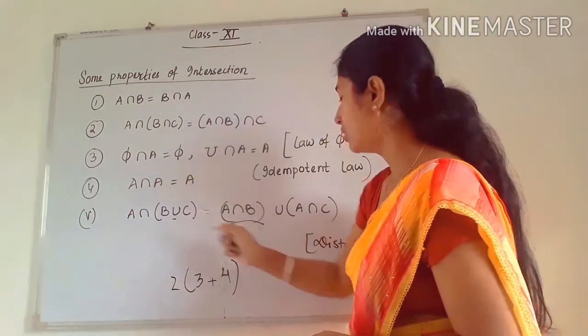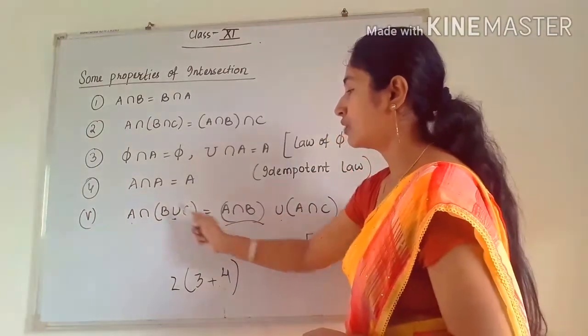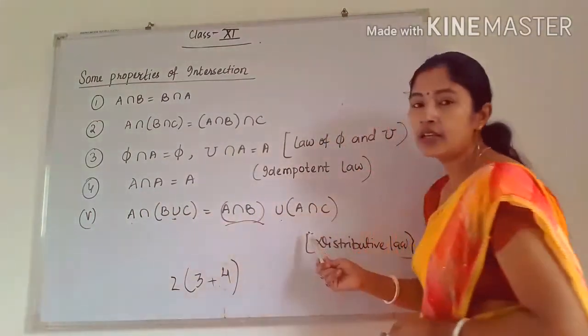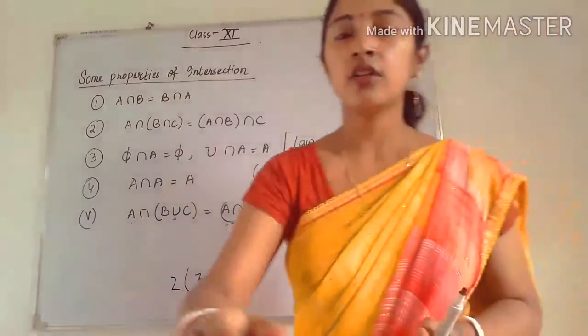Next, the symbol is union, so you have to write the union. Then A again distributes over C, so A intersection C in the second bracket. Okay. So these are some properties of union and intersection.